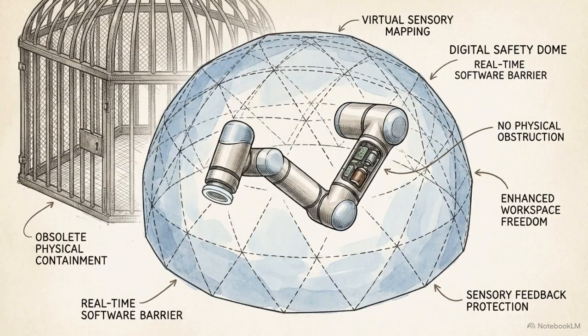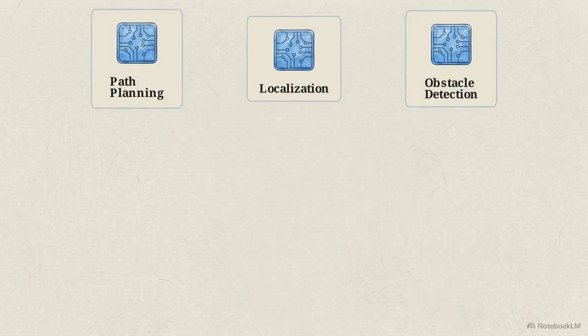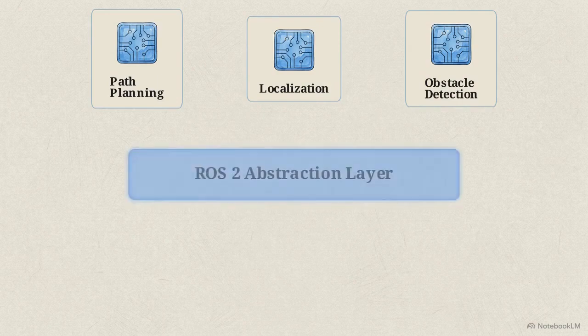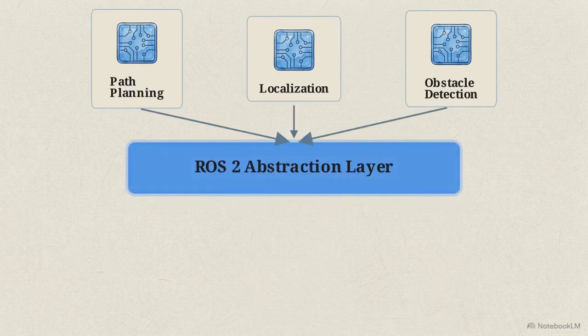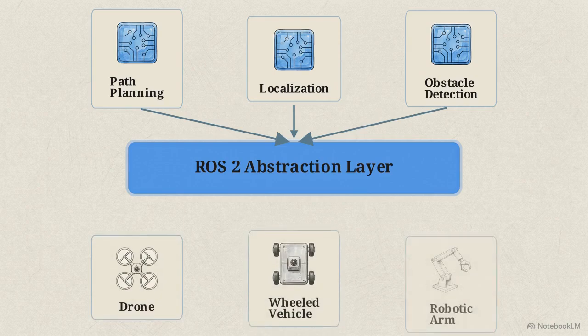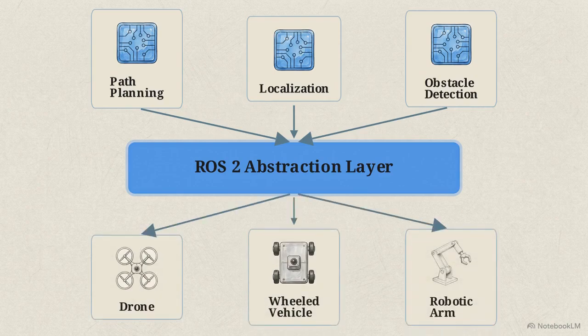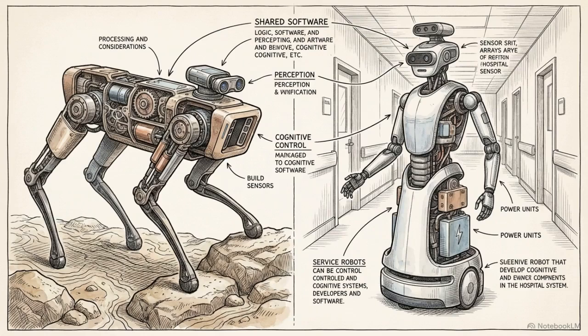The heavy steel cages of the past have evaporated, replaced by invisible safety barriers woven out of software and real-time sensory feedback. The brains of these machines are scaling accordingly. Thanks to standardized software frameworks like ROS2, developers can completely separate a robot's hardware from its cognitive logic. Because of this abstraction, the exact same mathematical navigation stack can drive a wheeled warehouse vehicle, balance a legged quadruped, or guide a service robot through a hospital ward.